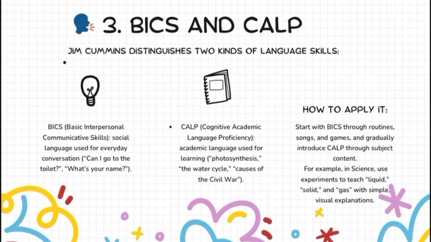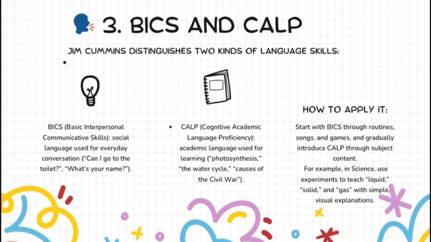3. BICS and CALP. Jim Cummins distinguishes two kinds of language skill. BICS, basic interpersonal communicative skills. Social language used for everyday conversation. Can I go to the toilet? What's your name? CALP, cognitive academic language proficiency.